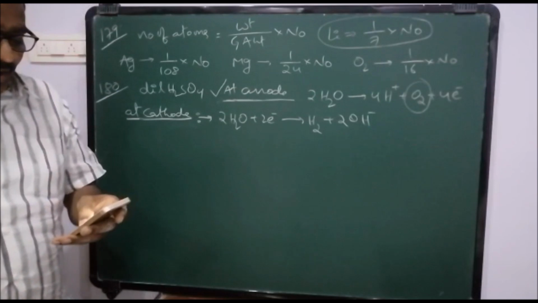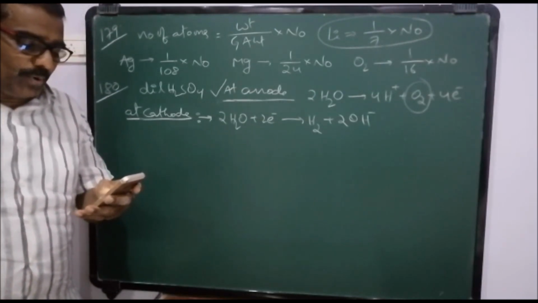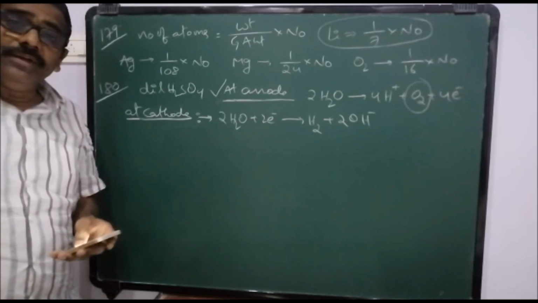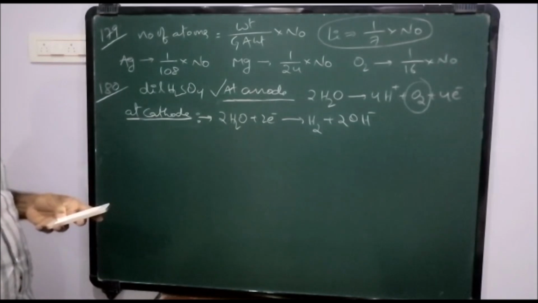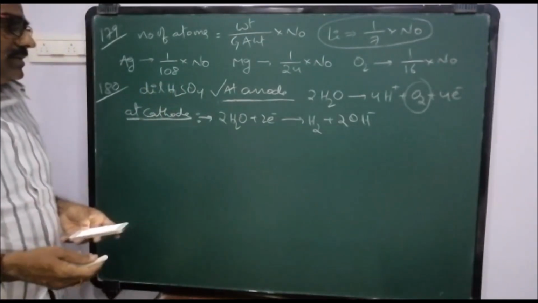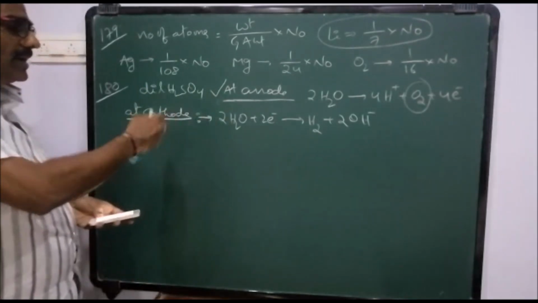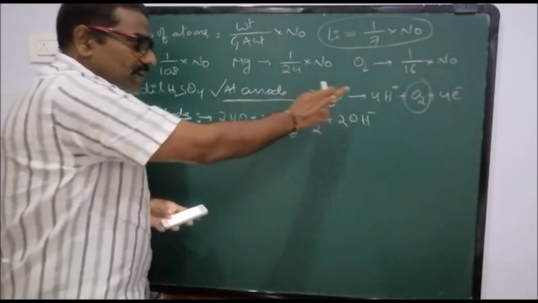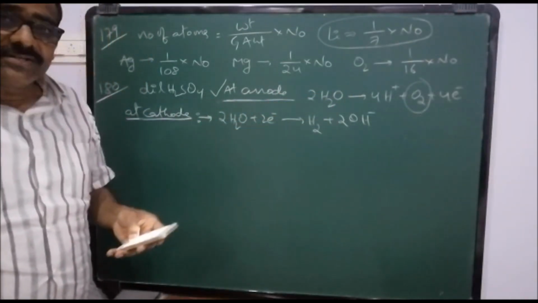Question number 180. On electrolysis of dilute sulfuric acid using platinum electrodes, the product obtained at the anode will be? By the electrolysis of dilute H2SO4 using platinum electrodes at anode and cathode, only water is involved in the electrode reactions. At the anode water is oxidized, and at the cathode water is reduced, and at the anode water is oxidized to produce oxygen gas. So the answer is oxygen gas.